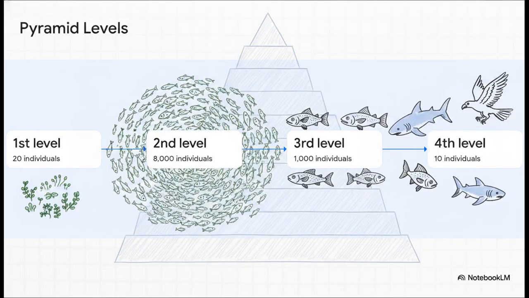Let's just walk up this pyramid level by level. Down at step 1, the very bottom, our first trophic level, we see the number 20. Moving on up to step 2, that level just balloons out to 8,000. Huge jump, right? Then at step 3, it shrinks way back down to 1,000. And finally, at step 4, the very peak, we're left with just 10.